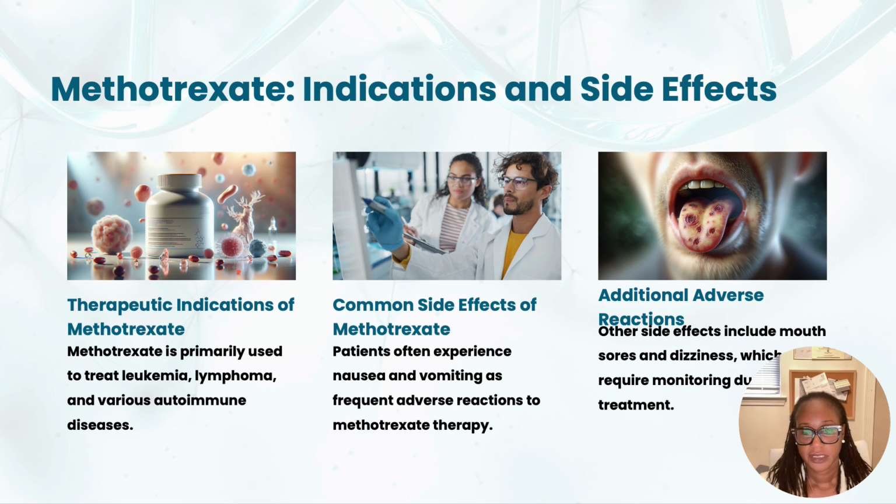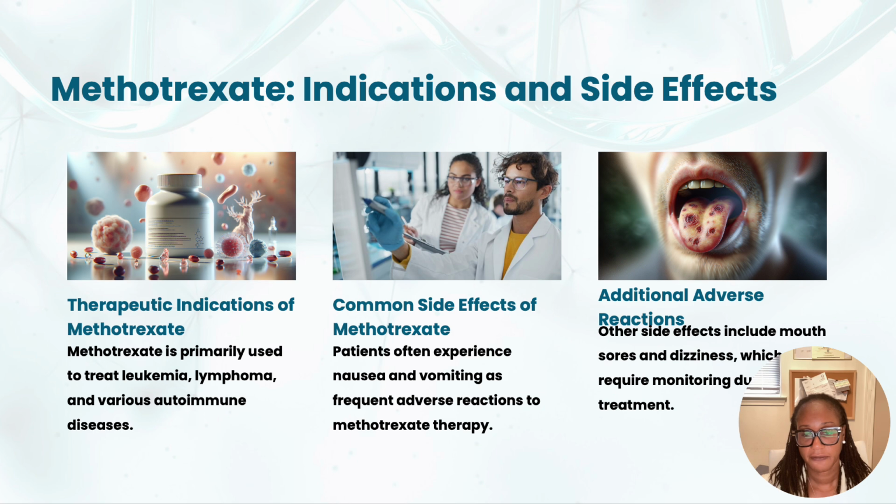So, indication and side effects. Methotrexate. The brand names are Trexall and Rheumatrex. The indication is for cancer, leukemia, lymphoma, and autoimmune diseases such as rheumatoid arthritis and psoriasis. It's also used off-label for ectopic pregnancy.